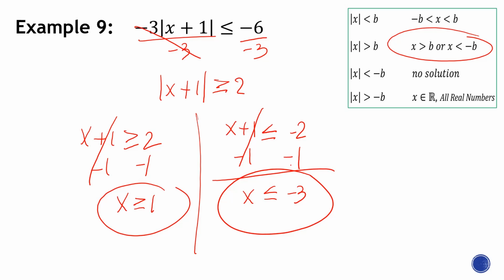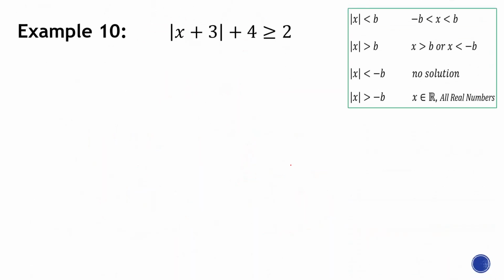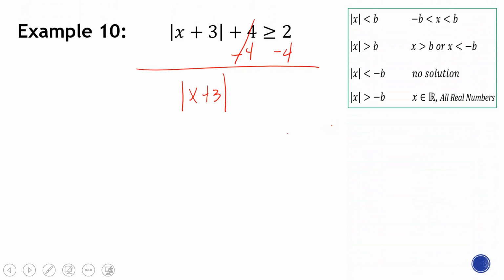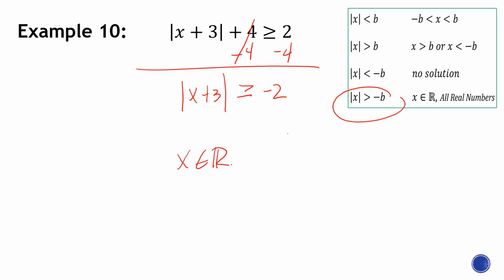Okay, so let's continue to the next one. How about this? So minus 4 on both sides. Absolute value of x plus 3 is greater than or equal to negative 2. So what's the answer? How are we going to solve this? Well, there's no need for us to solve this because, why? Because it's in this form. So that means our x is an element of all real numbers. That means we can replace that x by any number, and still the answer will be correct. I mean, the inequality will be correct.